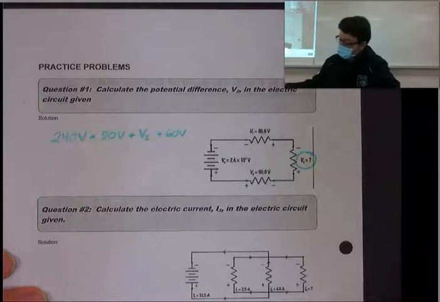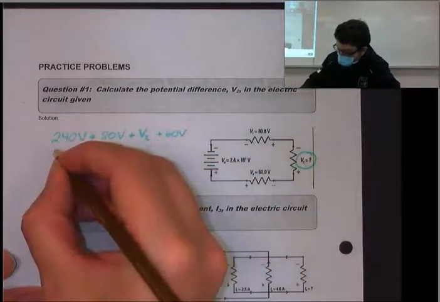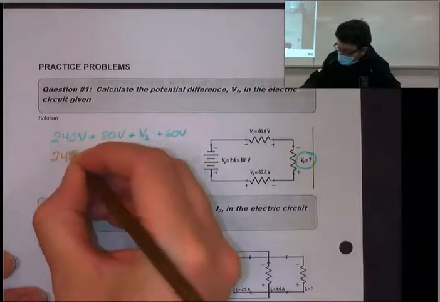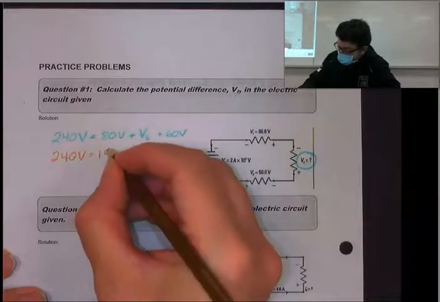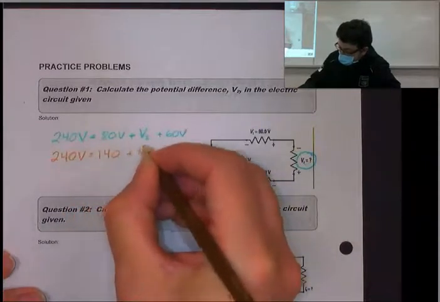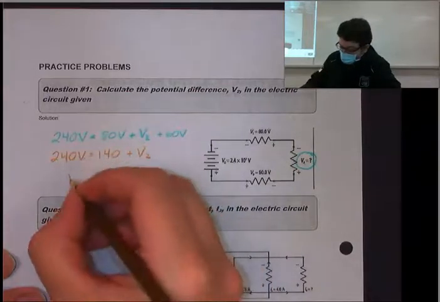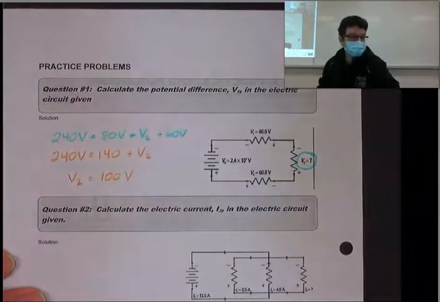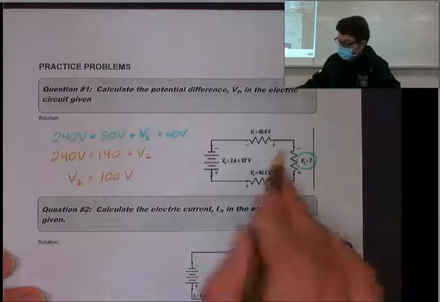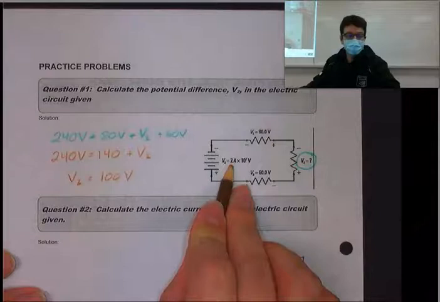So now what we're trying to do is just solve for V2. I'll use a darker color so it's easier to see. So 80 plus 60 is 140. And if you subtract 140 from both sides, you will get V2 equal to 100 volts. Okay, so 80 plus 100 plus 60 does add to 240. So we're good.